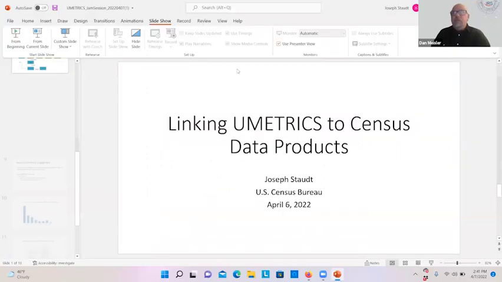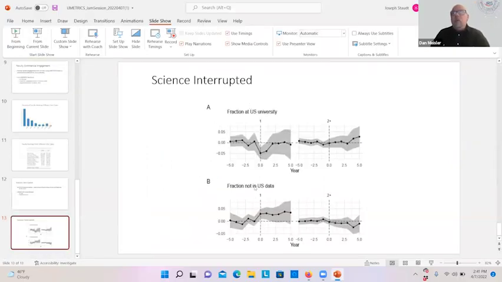There's one question from Jenny Kwan. How are the Umetrix data linked with census data? Is there a numeric identifier that connects the data?